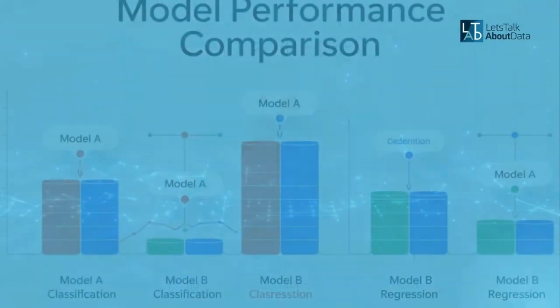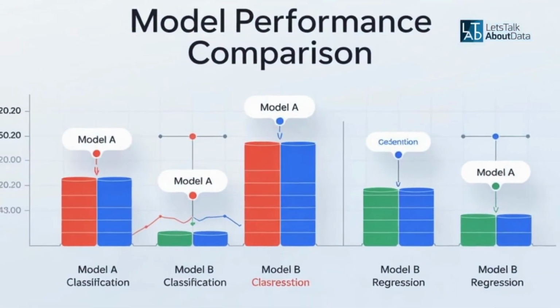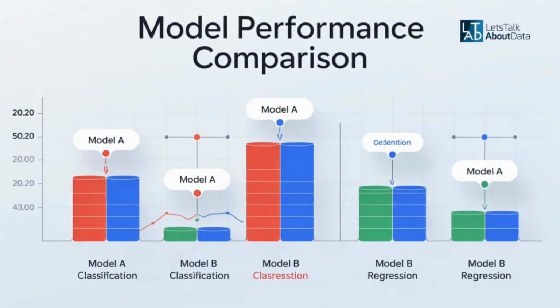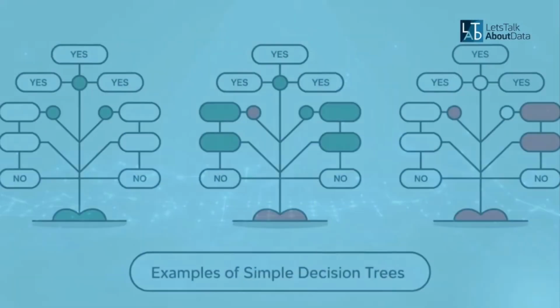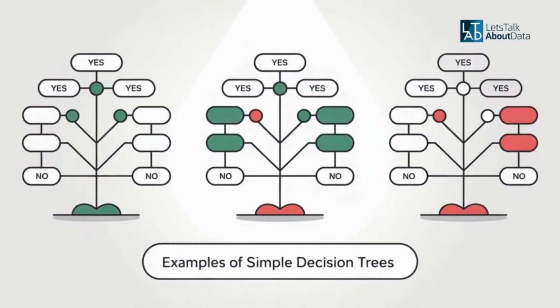Let's get started. Model selection is the process of choosing the most appropriate machine learning algorithm for your problem based on the dataset and the task at hand. Factors to consider when selecting a model: data type, categorical, numerical, time series, etc., size of the dataset, problem type, classification, regression, clustering.